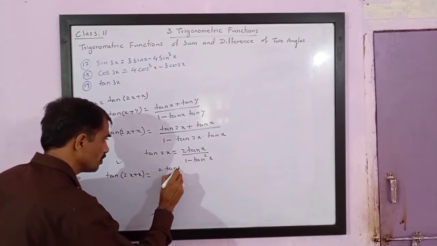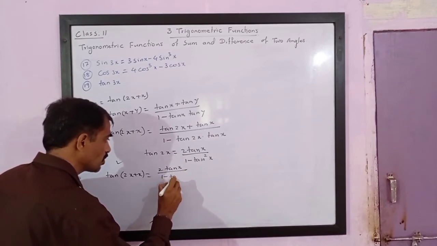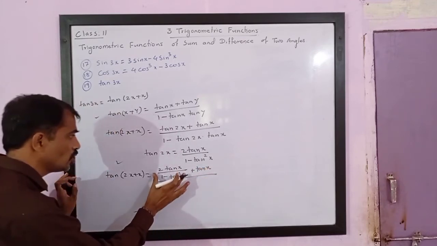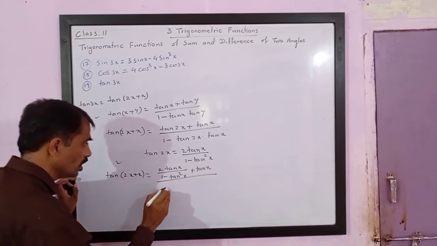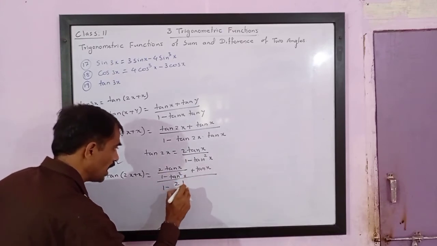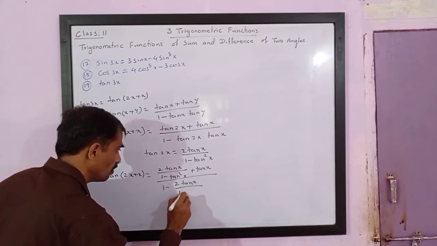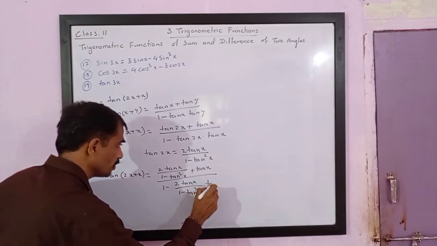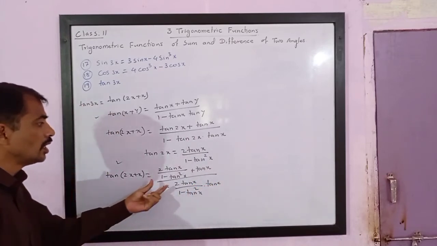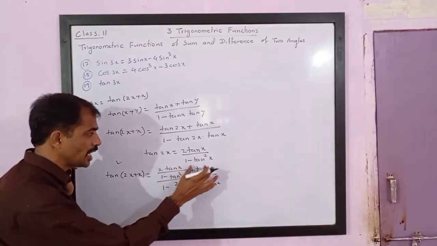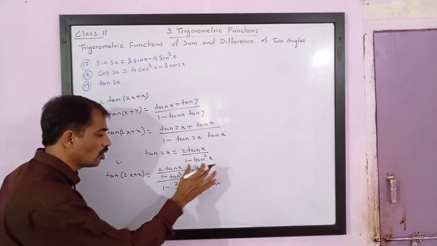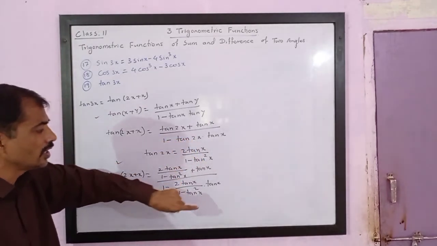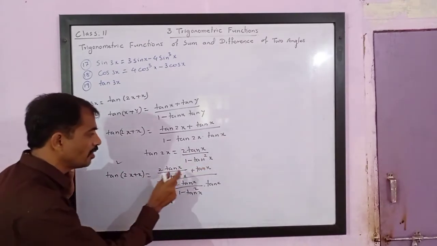2 tan x upon 1 minus tan square x plus tan x, upon, please note, I have replaced only tan 2x, so this becomes 1 minus 2 tan x upon 1 minus tan square x into tan x. You can observe there are 2 terms at the numerator and 2 terms at the denominator and no common denominator exists. So first let us make the common denominator for the numerator and for the denominator.